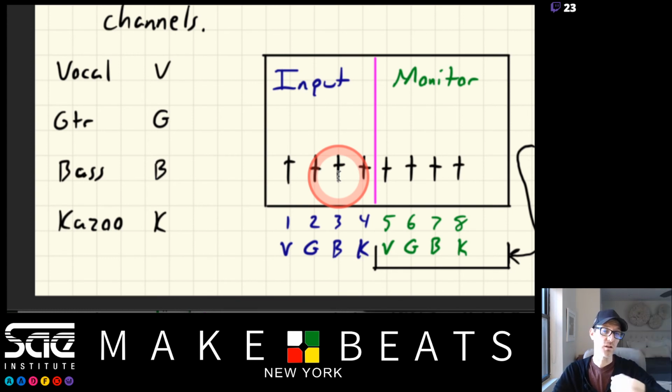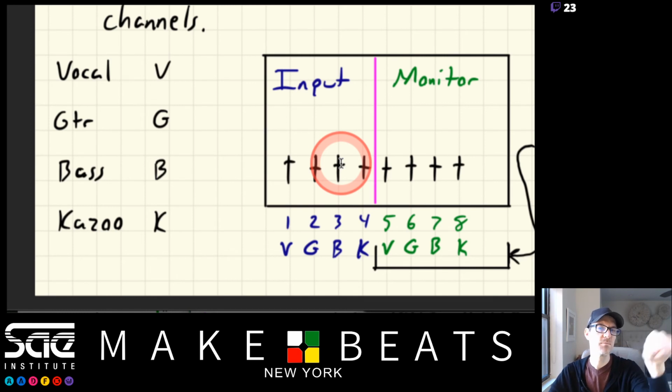And when we come back to the console from the recording device, we listen on these channels 5, 6, 7, and 8. So through our speakers, we are not hearing 1, 2, 3, and 4. We are only listening to 5, 6, 7, and 8. So we would have these muted somehow, or the level just wouldn't be feeding out to our speakers.